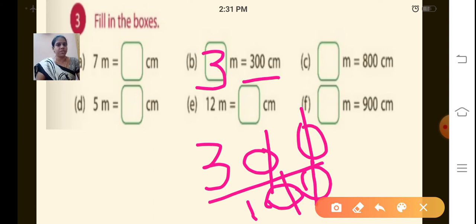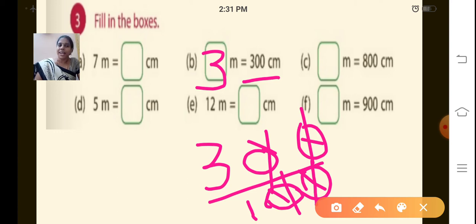How will you convert centimeter to meter? Divide by 100. What is the meaning of dividing by 100? Just cancel the zeros. If you have zeros at both the ends, you can cancel it. So, this 0 I'm cancelling. And this 0 I'm cancelling. 3 divided by 1. What is the answer? 3. So, write down 3. And C sum.